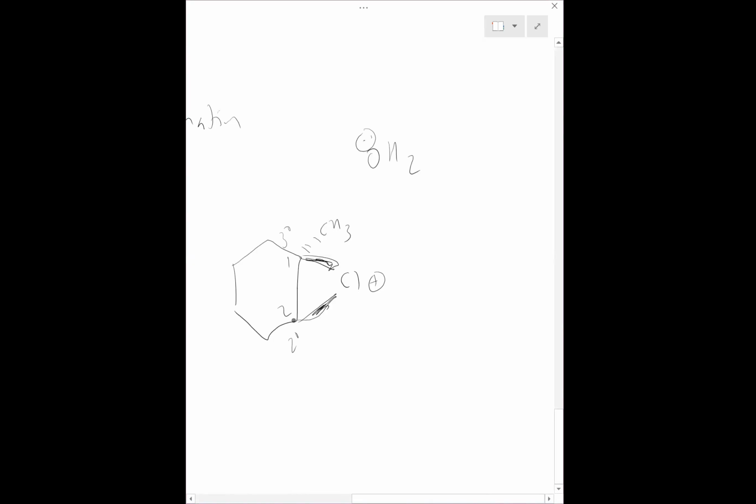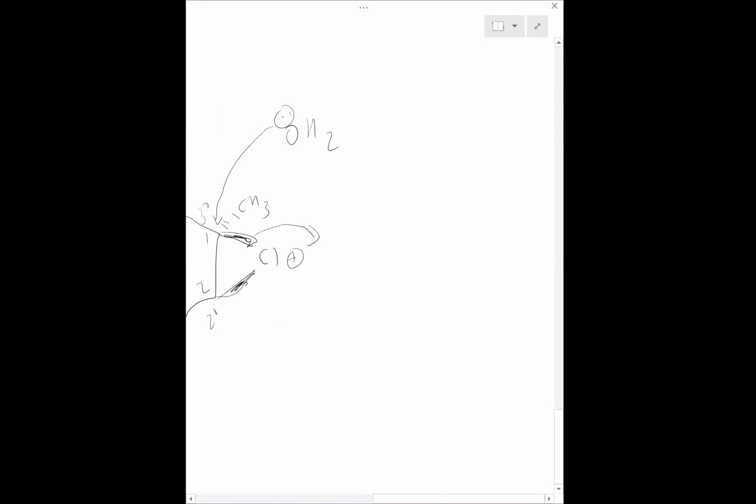So which do you think oxygen would rather attack? Think of it like an SN1 reaction. Correct, carbon 1. This is going to attack this carbon. Because it attacks that carbon, it forces this to go. It's still like a backside attack.